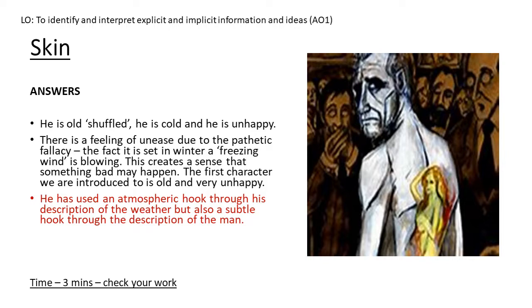Answers. He is old, shuffled, cold and unhappy. There is a feeling of unease due to the pathetic fallacy, the fact that it is set in winter and a freezing wind is blowing. This creates a sense that something bad may happen. The first character we are introduced to is old and unhappy. He has used an atmospheric hook through his description of the weather, but also a subtle hook through the description of the man. Pause the video to check your work and make sure you've got all of that written down.